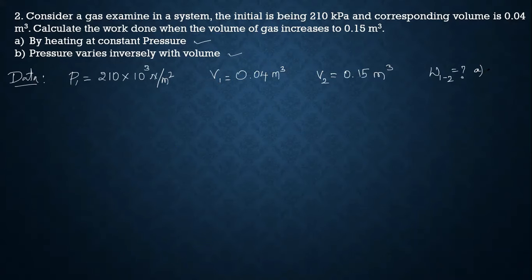How much is the work done for two cases, that is constant pressure, and another one is pressure varies inversely with volume. For these two cases, we have to calculate the work done. Let us calculate the first one, by heating at constant pressure process.